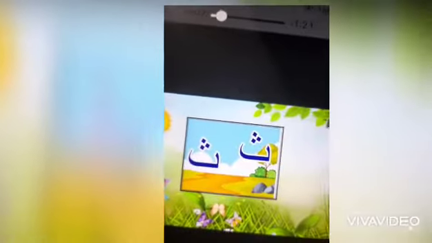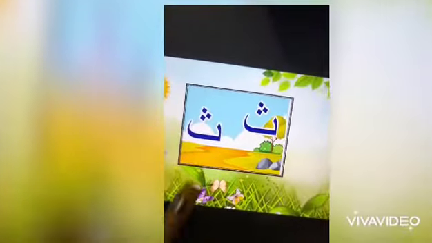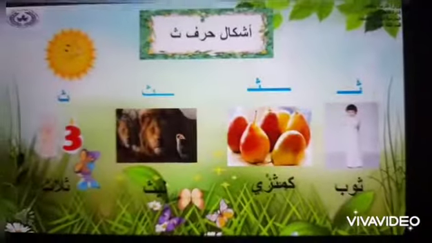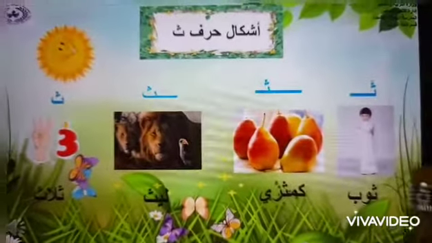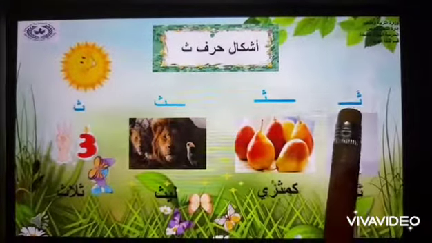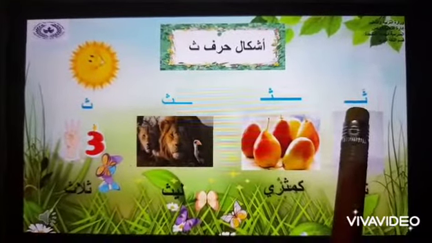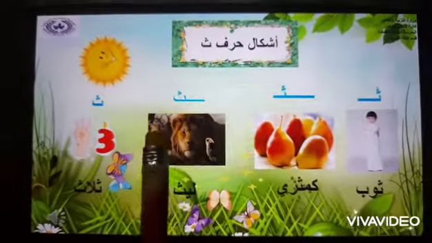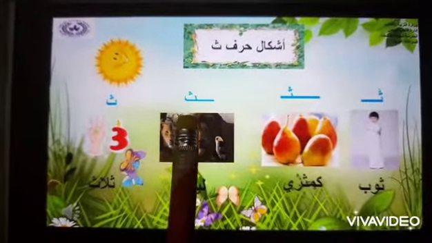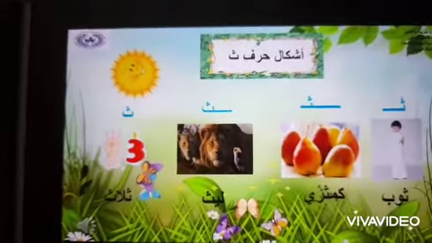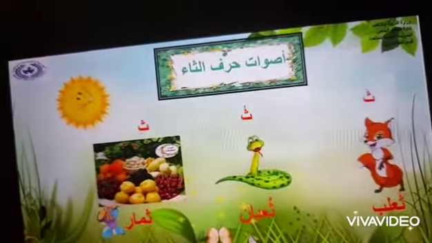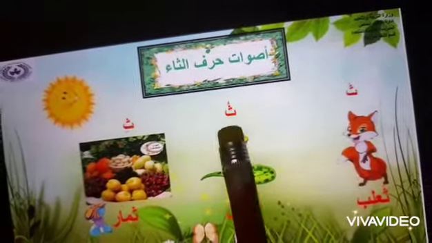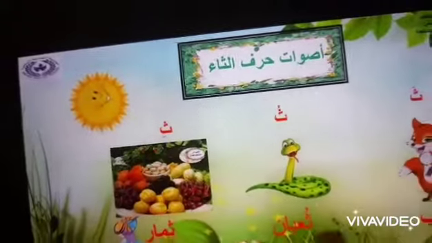Next we will see the letter Ta. This is the third letter of Arabic language. When Ta comes in the first part of a word, it looks like this. And if in the middle part of a word, we can write it like this. And at the end of a word, it looks like this. There are three sounds in Tha: Tha, Tu, Thi.